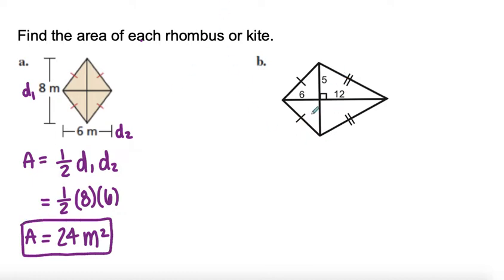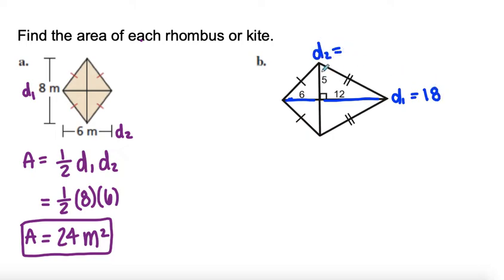Okay, now let's look at this next one. This one is a kite. First I want to label my d1, d2. Let's say that this diagonal is d1. Well, I know that this length is 6, this length is 12, so that means the whole diagonal is 6 plus 12, which is 18.